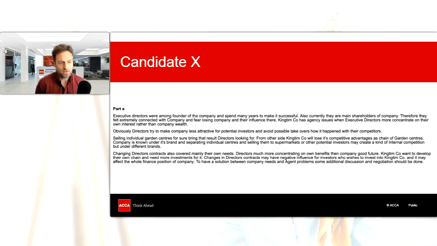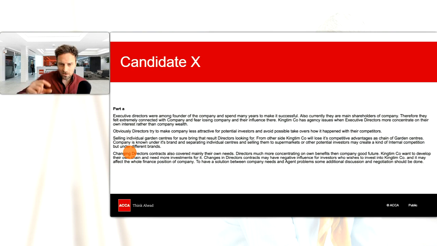So this candidate has written a little bit of a response to part A. If you read the first couple of paragraphs, it gives you a bit of background at the top. That first paragraph they've written actually doesn't really tell us too much about answering the question, does it? It's more repeating what the scenario is telling us. And then it says about them potentially making it less attractive. Then in that third paragraph they say selling individual garden centres, and then they start approaching the question, and then it's changing directors' contracts.